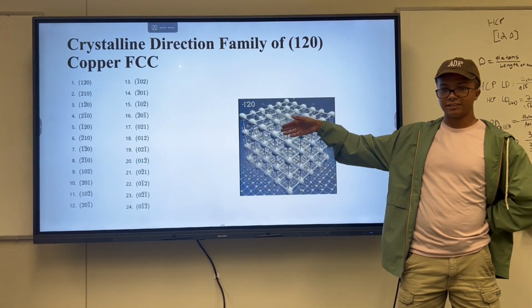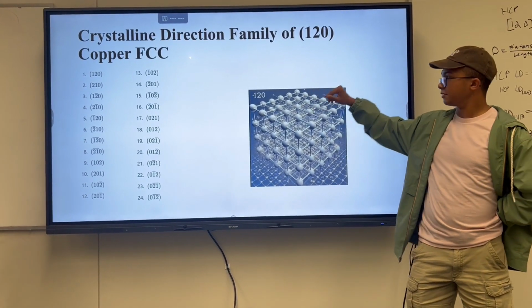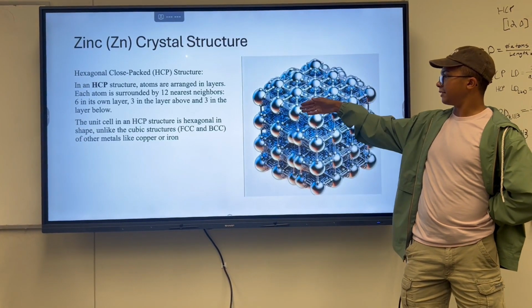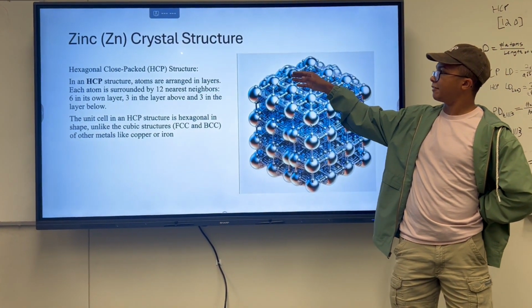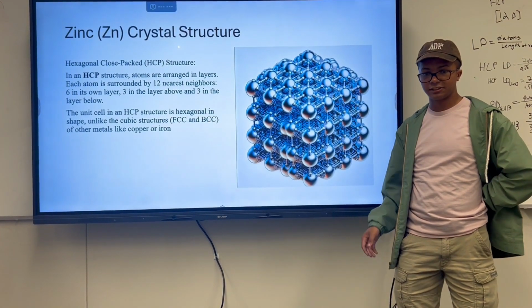Here are the crystalline direction families, the 120 family specifically for copper, and that's all of them. And then here we have the zinc crystal structure. It's an HCP structure.